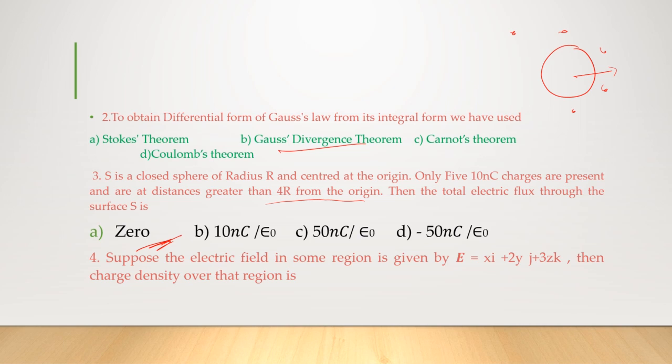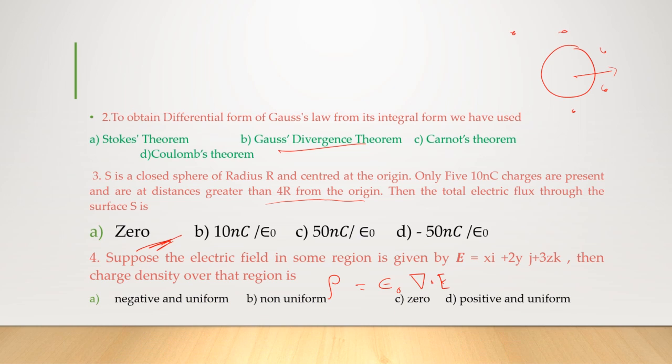Suppose the electric field in some region is given by E equal to x i plus 2y j plus 3z k, then charge density over that region is. Here we have to calculate rho. For that we will use epsilon naught into divergence of E. And options: negative and uniform, non-uniform, 0, positive and uniform. Right answer, you check it out, this one.